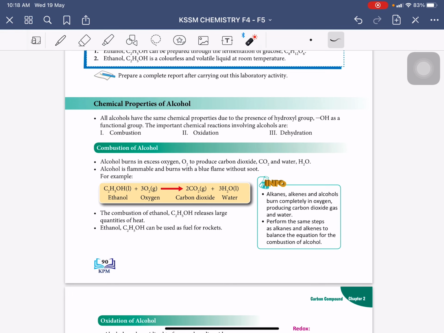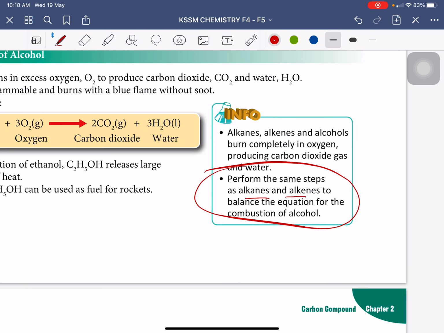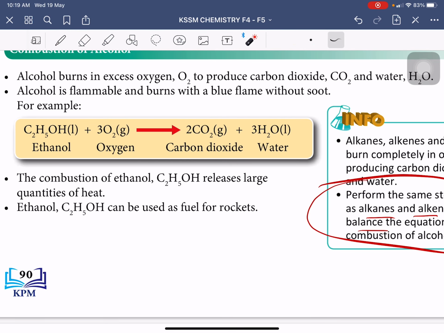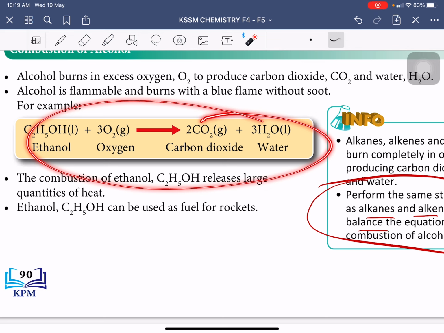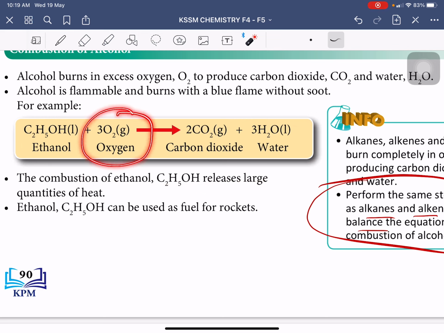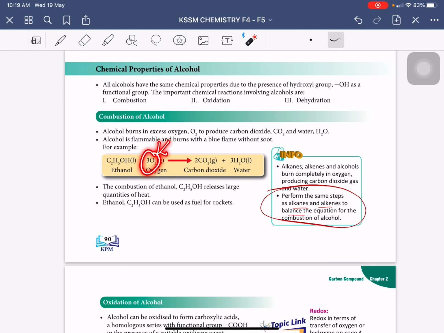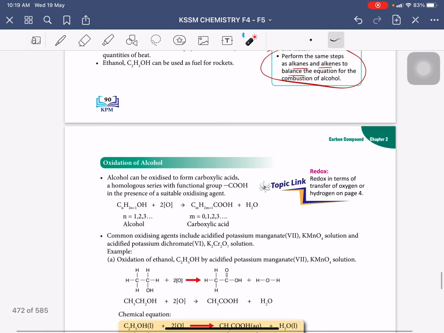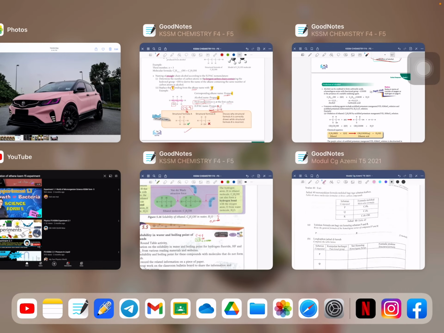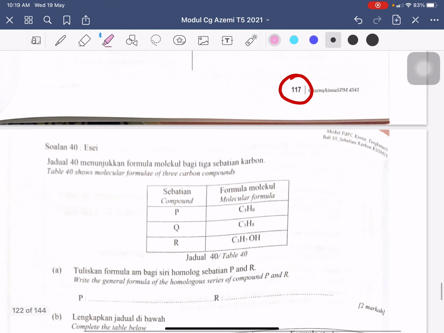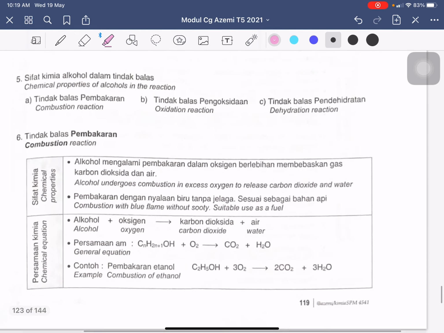So let us perform the same step. You can perform the same steps as alkane and alkene to balance the equation. I hope you still remember, when you want to balance the chemical equation involving combustion, yang melibatkan pembakaran, please start with the C first, and then H, and then only O. Remember, O can use pecahan. Okay, we can use fractions on oxygen. That is number 1. So after this, you go to Cikgu Azmi's book and please complete the exercises below.